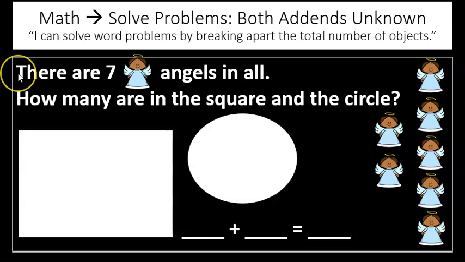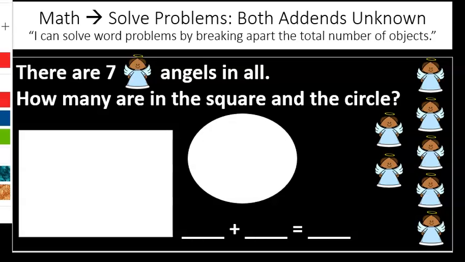Now, let's come back up here. Let's read the statement again, okay? So that way we know what we're working with. Let's read it together. There are 7 angels in all. Now, your turn to read it. Ready? Go. Read it again. Ready? Go. Good job. Now, we know that it's giving us a total there, okay? Which is 7.